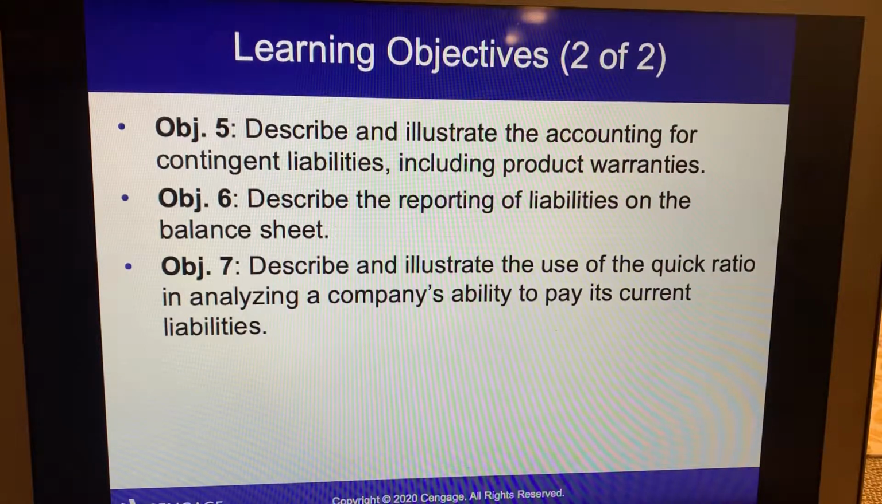Describe and illustrate the accounting for contingent liabilities, including product warranties. Describe the reporting of liabilities on the balance sheet. Describe and illustrate the use of quick ratio in analyzing a company's ability to pay its current liabilities.